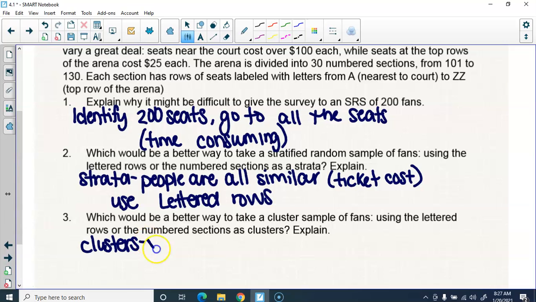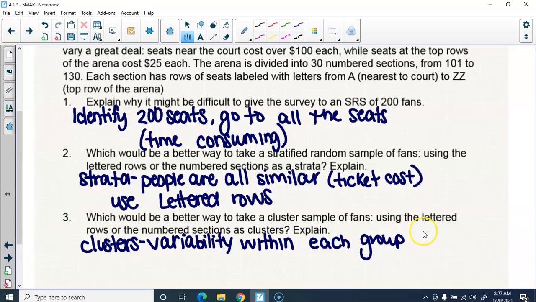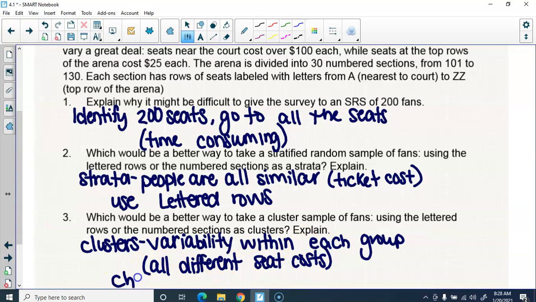So for our clusters, we have variability within each group, meaning that all of the different ticket prices are within. So that's going to be all the different seat costs within each group. So we would choose numbered sections as our clusters.